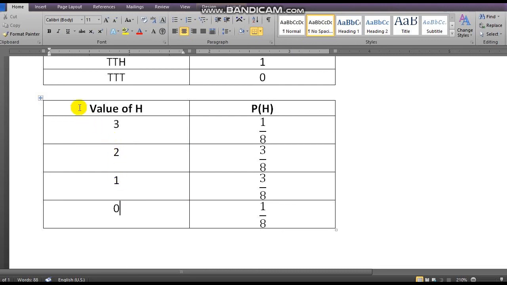So this means that the probability that 3 heads will appear in flipping 3 coins is 1/8, or if we express it in decimal, it's 0.125 or 12.5%. The probability of 2 heads appearing in flipping 3 coins would be 3 over 8. In the same manner, the probability that 1 head will appear would be 3 over 8. And the probability of 0 heads appearing would be 1 over 8. So that's how we construct the probability distribution of a random variable.